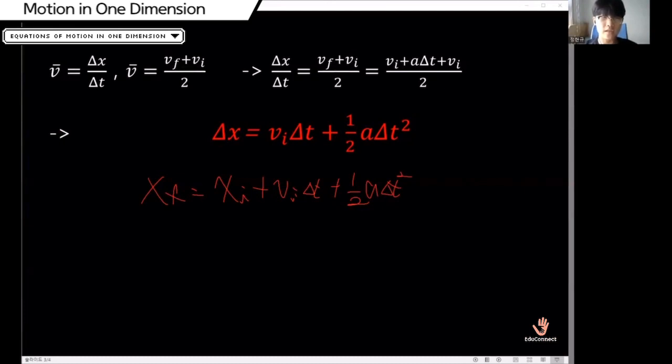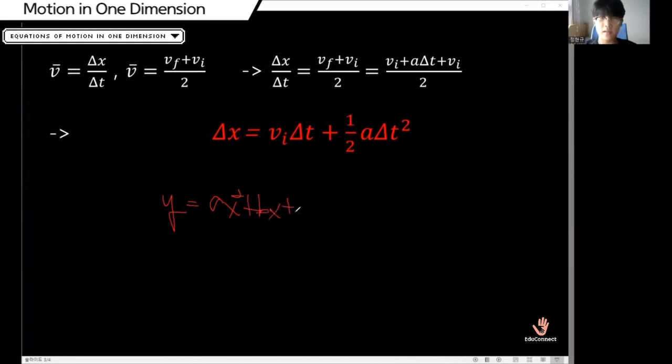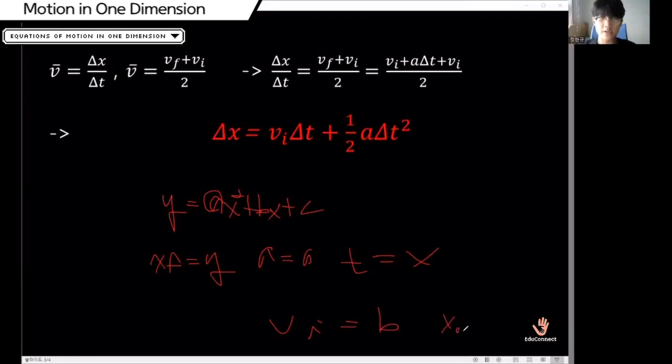Notice that the equation has the form of a quadratic, for example, y equals ax squared plus bx plus c, where x final is y, a is a, and t is x. v initial is b, and x initial is c.